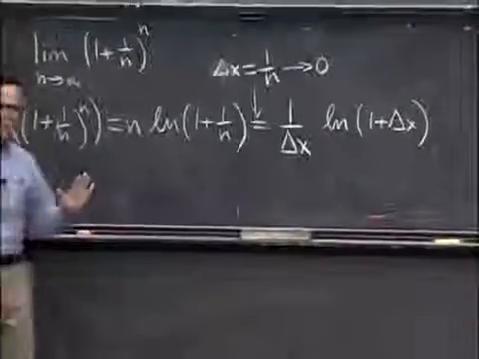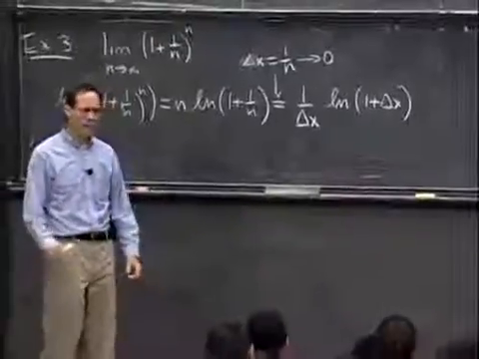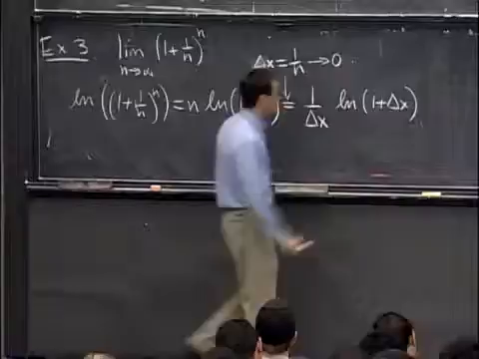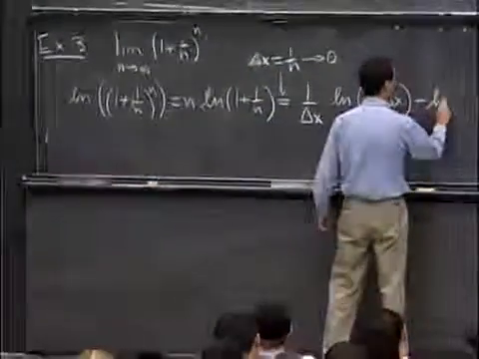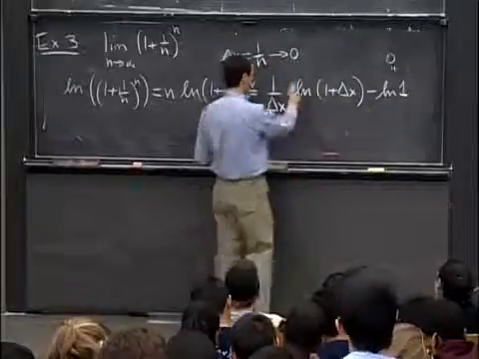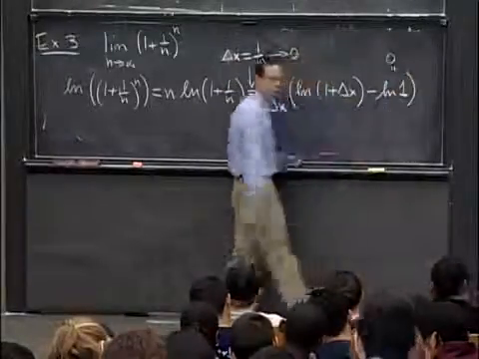Now I want to change this in a very, very minor way. I'm going to subtract 0 from it. So that's the same thing. So what I'm going to do is I'm going to subtract log of 1 from it. That's just equal to 0. Right? So this is not a problem. And I'll put some parentheses around this.